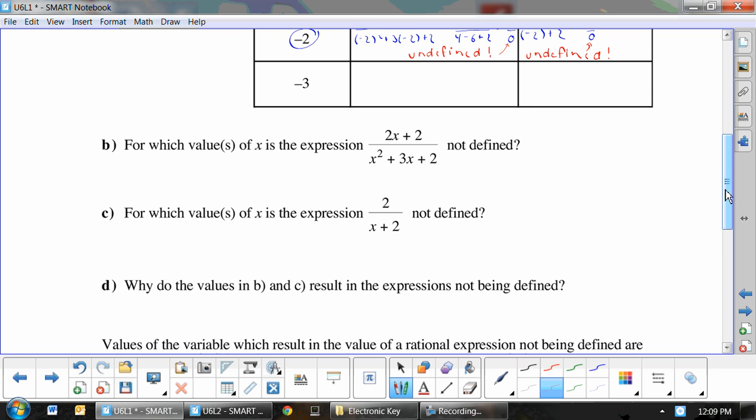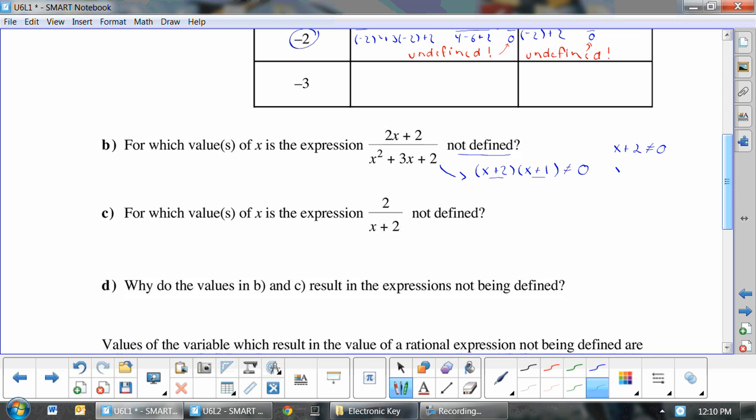Okay, so to find where something is not defined, all you have to do is factor the denominator. So we'll go x plus 2 and x plus 1. And we know the denominator cannot equal 0, right? If you remember all the way back to the factoring unit, when we talked about the zero product law, it said if either of these is equal to 0, the entire thing is equal to 0. So we can write it like x plus 2 cannot equal 0, and x plus 1 cannot equal 0.